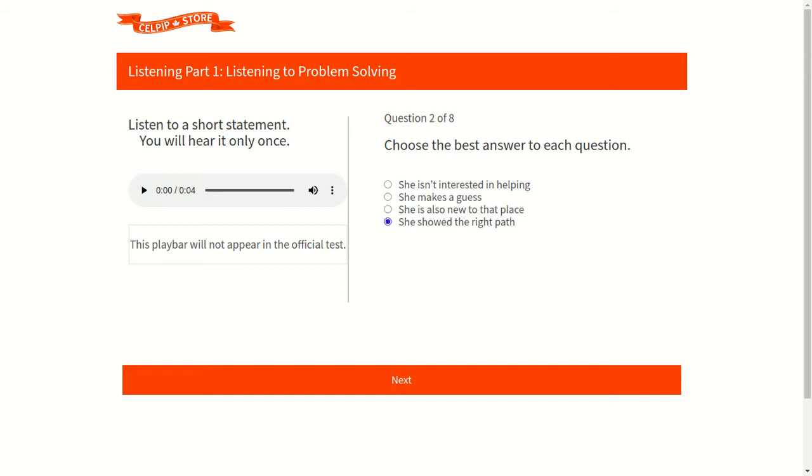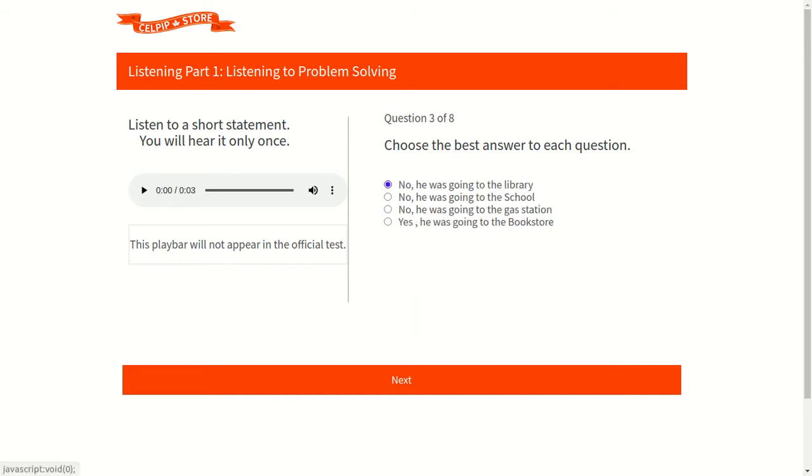We can listen very clearly in the audio that the woman showed the way to the public library instead of the bookstore to the man because she was new to that place and was not aware about the bookstore. So accordingly, option number 3 is the correct option, that is, she is also new to that place. Now, let's go to the next question.